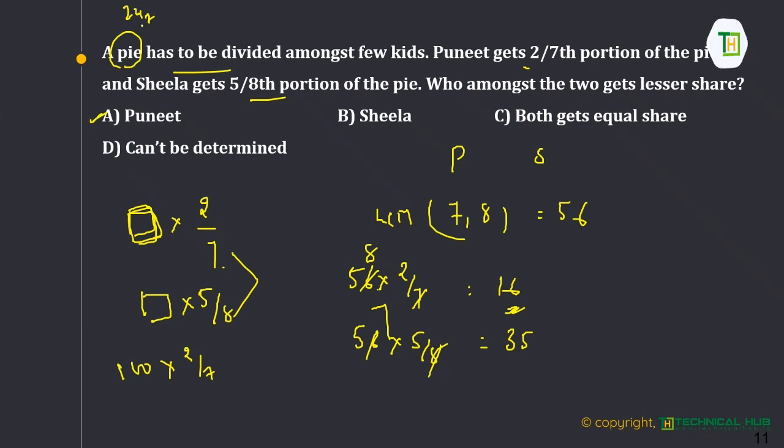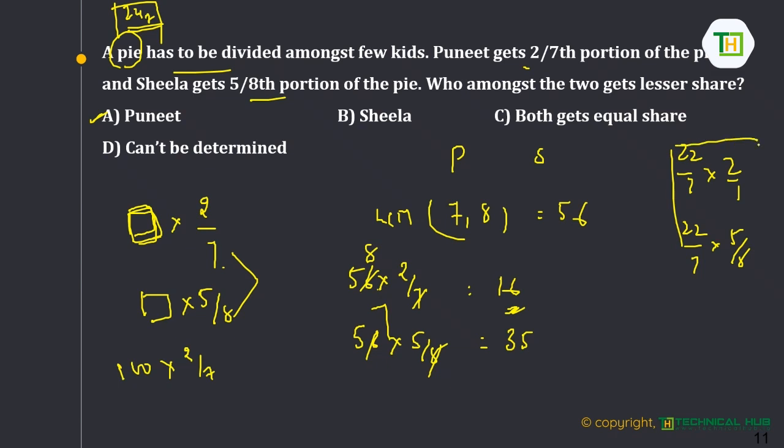See, if a pie has to be divided, don't take the pie as 2 by 7. If you take it, no problem, but 22 by 7 also indicates one value only. So with 22 by 7, Punit's share is 2 by 7, and similarly 22 by 7 into 5 by 8, you will get the answer. But you have to do more calculations to find who will get the lesser share. That's why take one value that is exactly divisible by 2 by 7 and 5 by 8.